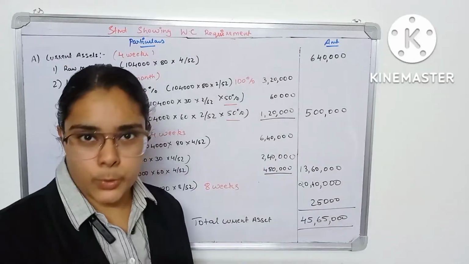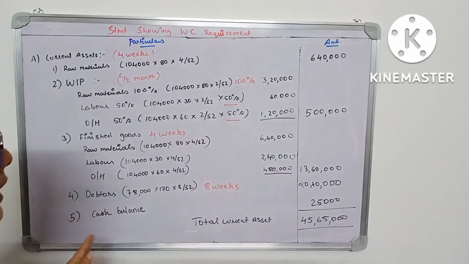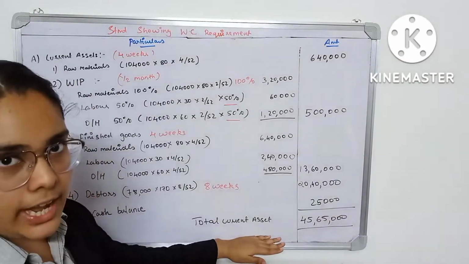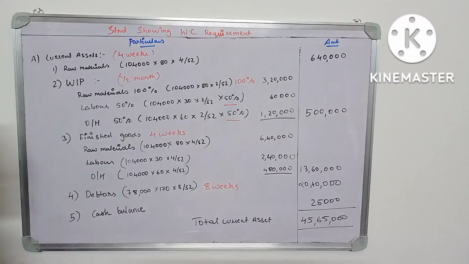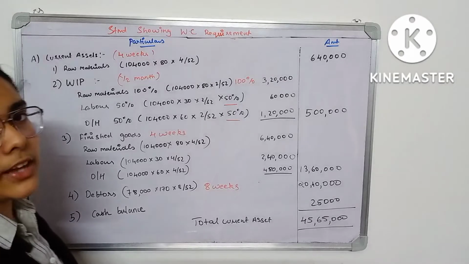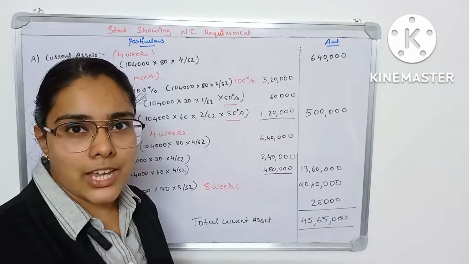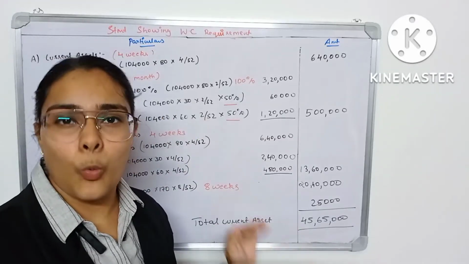So we are going to the solution part of the question. Here I have drawn the statement showing a working capital requirement. I have completed the calculation of total current assets. So let us discuss it one by one. First of all, we are starting off with raw materials, and raw materials are kept in stock for 4 weeks. It was said in the question, or for 1 month. All right, so I told you I am taking it uniformly, so I am calculating all the items in terms of weeks.